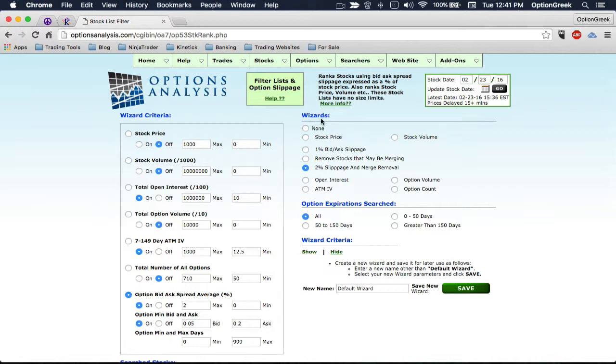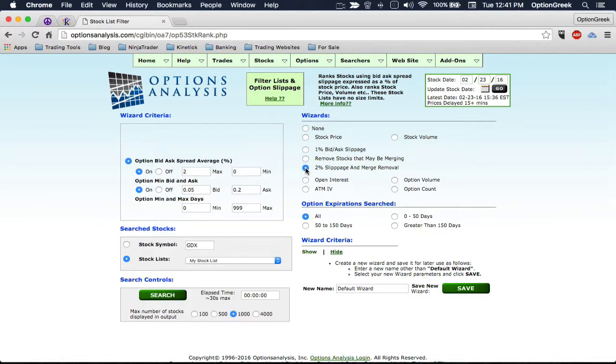The wizard is really good because once you check one of the items, it's essentially going to predefine, or preset, a lot of the filters for you. So we're going to start by looking at a 2% slippage and merge removal. What this is really going to do is look at the option prices, the bid and the ask, and look for the prices that are closest together. They have to be very, very close, meaning they're going to be 10 cents or so apart. We're not going to be finding ones where the prices are extremely large, like maybe 70 or 80 cents.